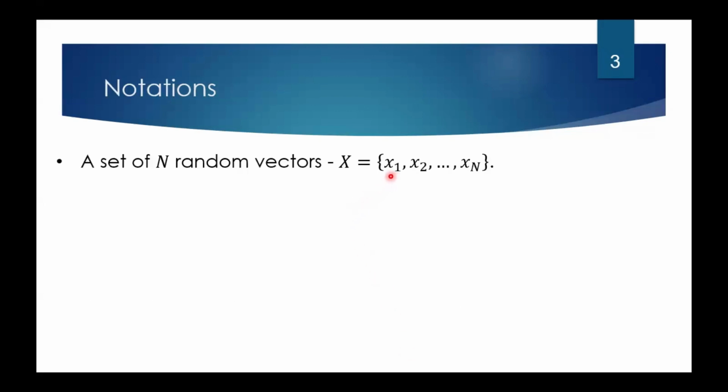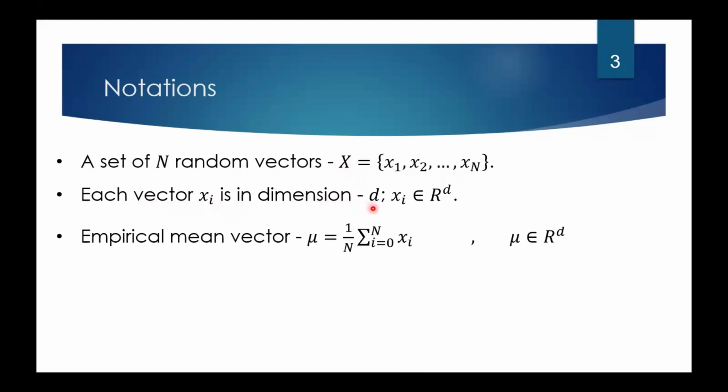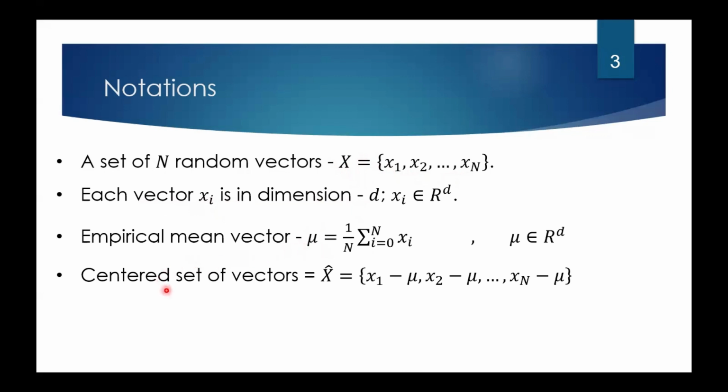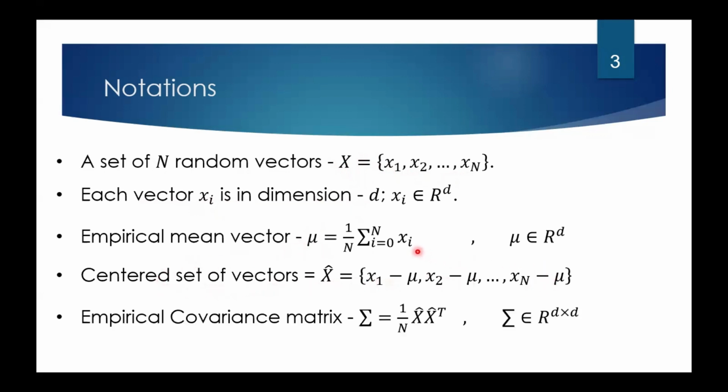If each CLIP embedding is this small vector x1, x2, we have a large X matrix. Each of these embedding vectors is of dimension d. This is the mean embedding, and these are the centered embeddings. We can use them to calculate an empirical covariance matrix.